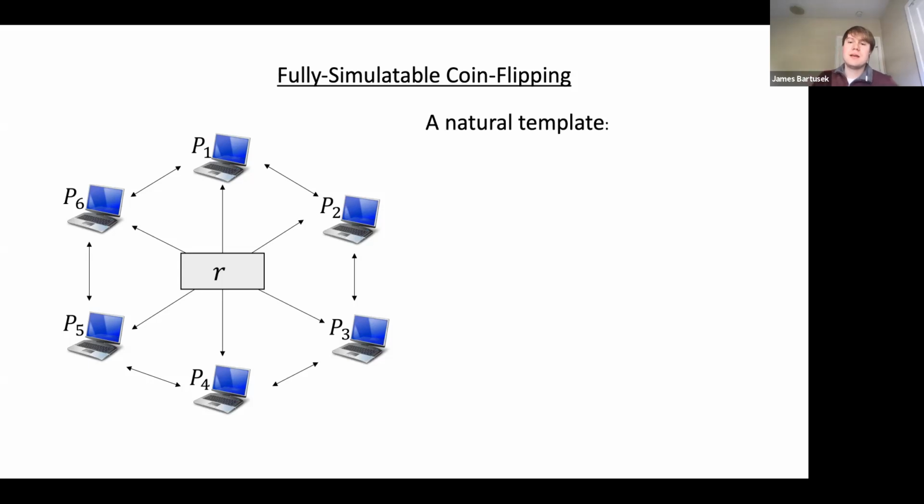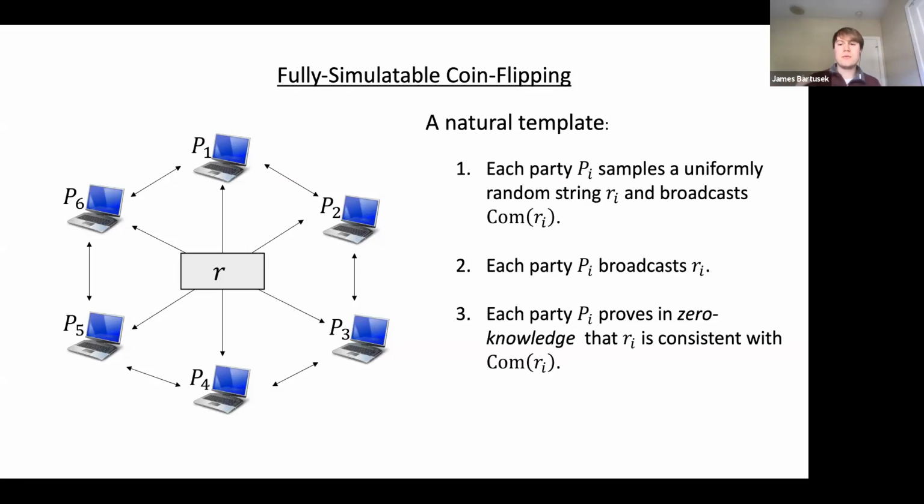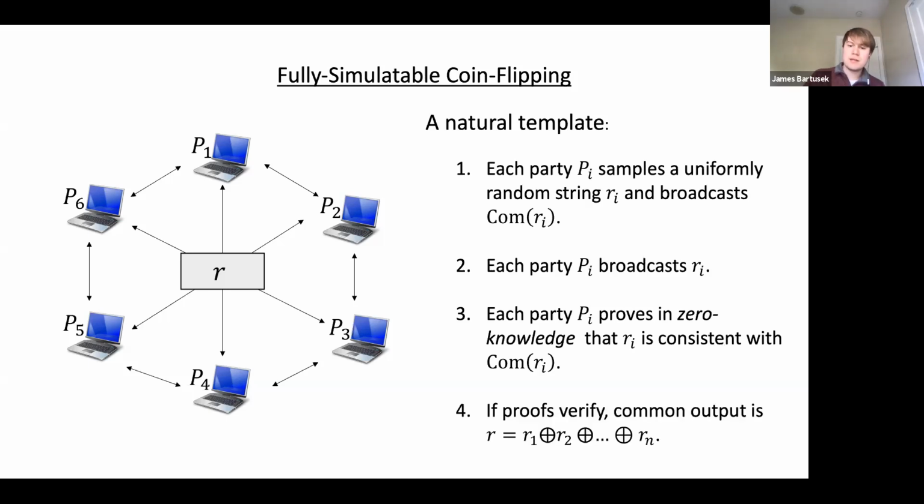To fix this, a natural approach is to first have every party draw their string, but first commit to it and broadcast that commitment. Only after everyone's committed to their string does everyone reveal what string they committed to. And of course, then they have to prove that what they committed to actually matched what they broadcasted. We'll actually want these parties to do this in zero knowledge, rather than just having them do an opening, because eventually we'll have to simulate the honest parties doing this. So this is why we need zero knowledge here. And finally, if all the proofs verify, then the common output will just be the sum of all these strings. Okay. So this is a template to follow at least.